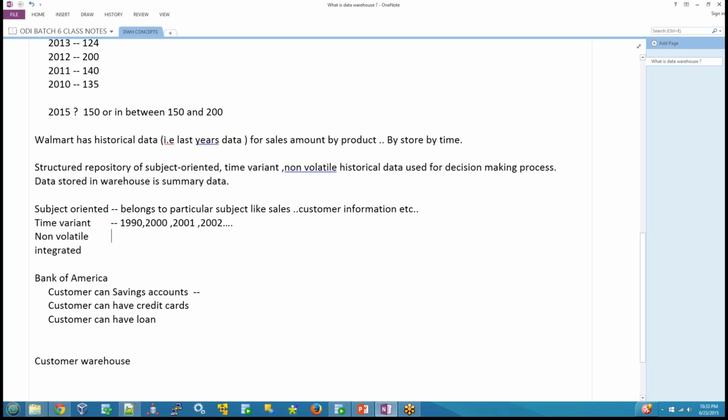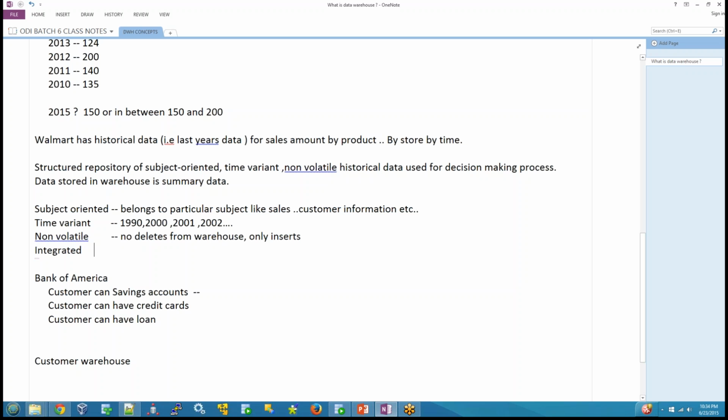The non-volatile. The non-volatile means there is no deletes. No deletes on the data. No deletes from warehouse. So everything is inserts only. No deletes and no updates. Okay, mostly no deletes and no update. No deletes from the warehouse, only inserts. Because if I do the deletes, we are going to lose the data.